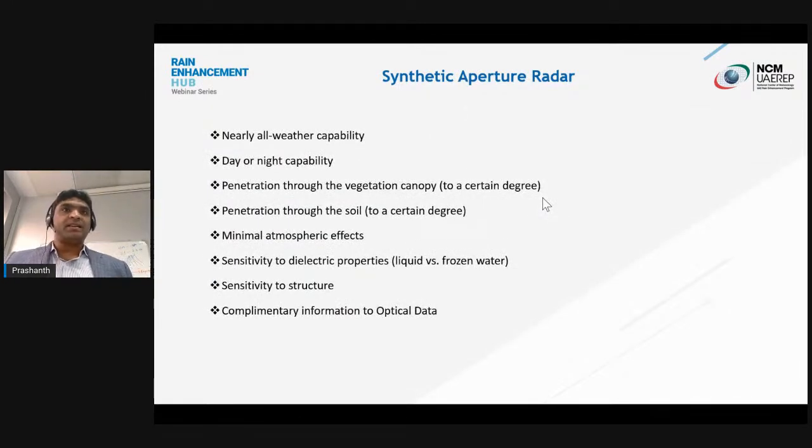So as I said, these are the advantages. We have nearly all-weather capability, day or night capability, because we're using our own source. It has penetration through the vegetation canopy to a certain degree, depending on the frequency of operation. Penetration through the soil to a certain degree, depending also on the frequency of operation. Minimal atmospheric effects, because the atmosphere is more or less transparent at these frequencies.